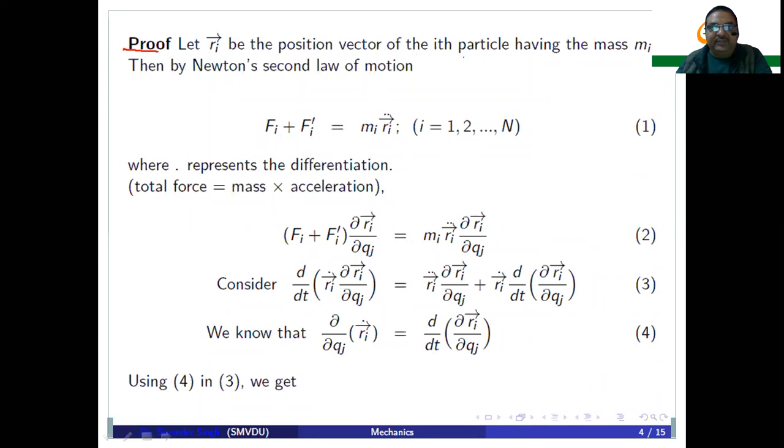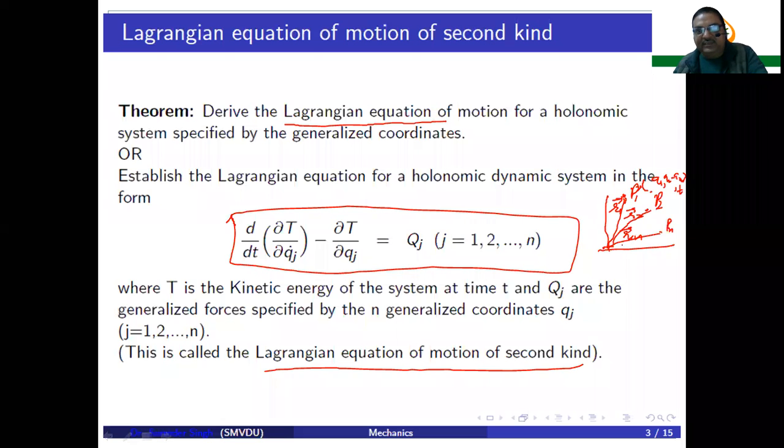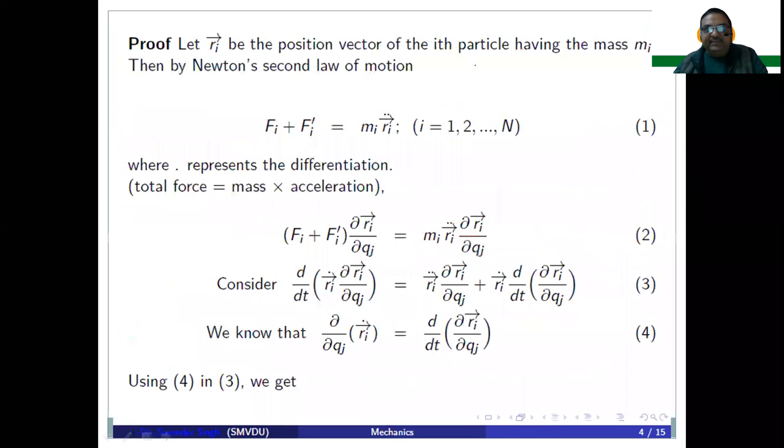Let ri be the position vector of the ith particle having mass mi. Because here I have mentioned this system of n particles, and suppose somewhere there is the ith particle pi, and its position vector is given by ri. So if the position vector is ri for the ith particle and it has the mass mi, then by Newton's second law of motion, what do we have? The force is equal to mass into acceleration for the ith particle, because you are talking about only the ith particle.